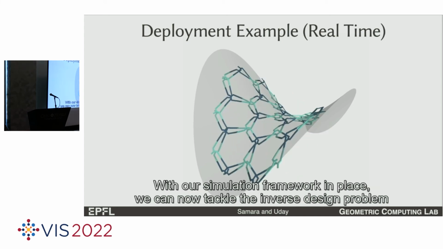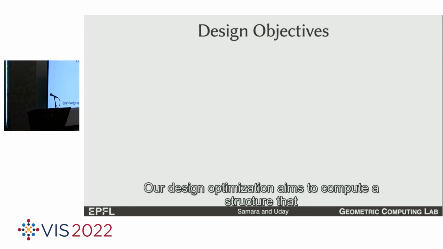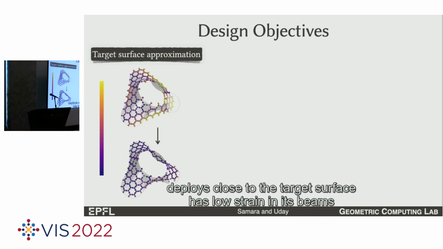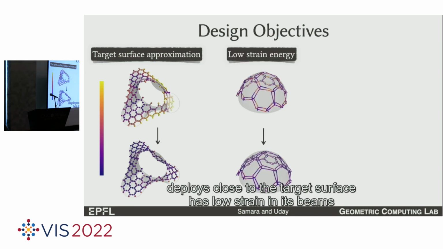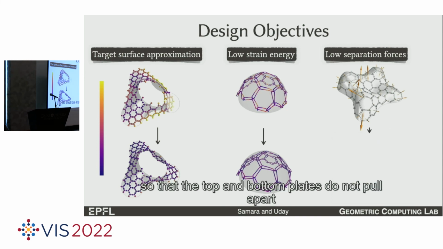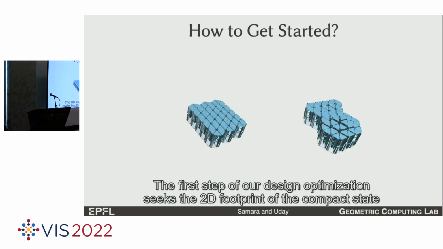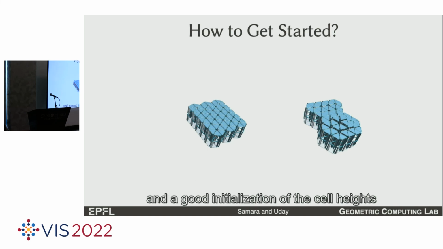With our simulation framework in place, we can now tackle the inverse design problem. Our design optimization aims to compute a structure that deploys close to the target surface, has low strain in its beams, and minimizes separation forces in the deployed state so that the top and bottom plates do not pull apart. The first step of our design optimization seeks the 2D footprint of the compact state and a good initialization of the cell heights. We do this using geometric insight.